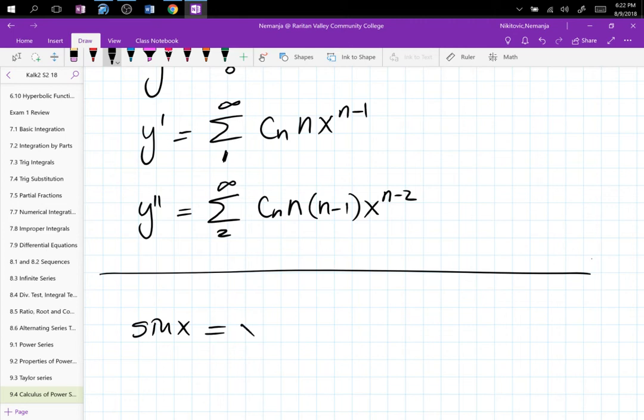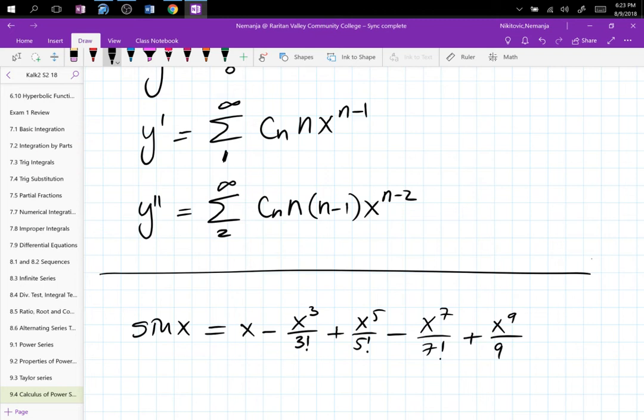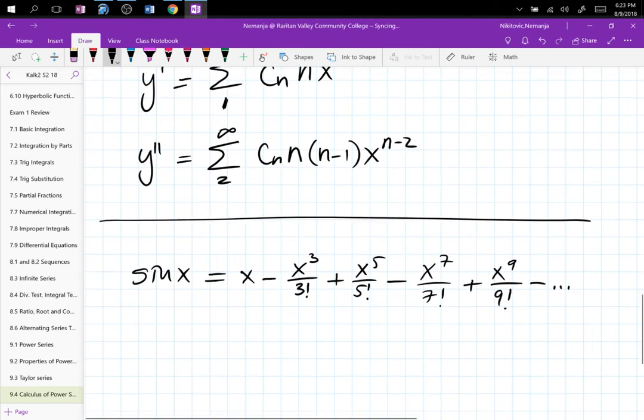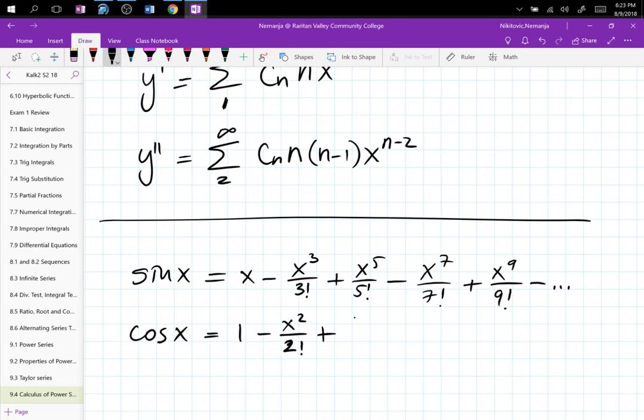So when you write your sine, you get x minus x cubed over 3 factorial, plus x to the 5 over 5 factorial, minus x to the 7 over 7 factorial, plus x to the 9 over 9 factorial, minus dot dot dot forever. Right underneath that is cosine x, which is 1 minus x squared over 2 factorial plus x to the 4th over 4 factorial minus x to the 6 over 6 factorial plus x to the 8 over 8 factorial minus dot dot dot forever.